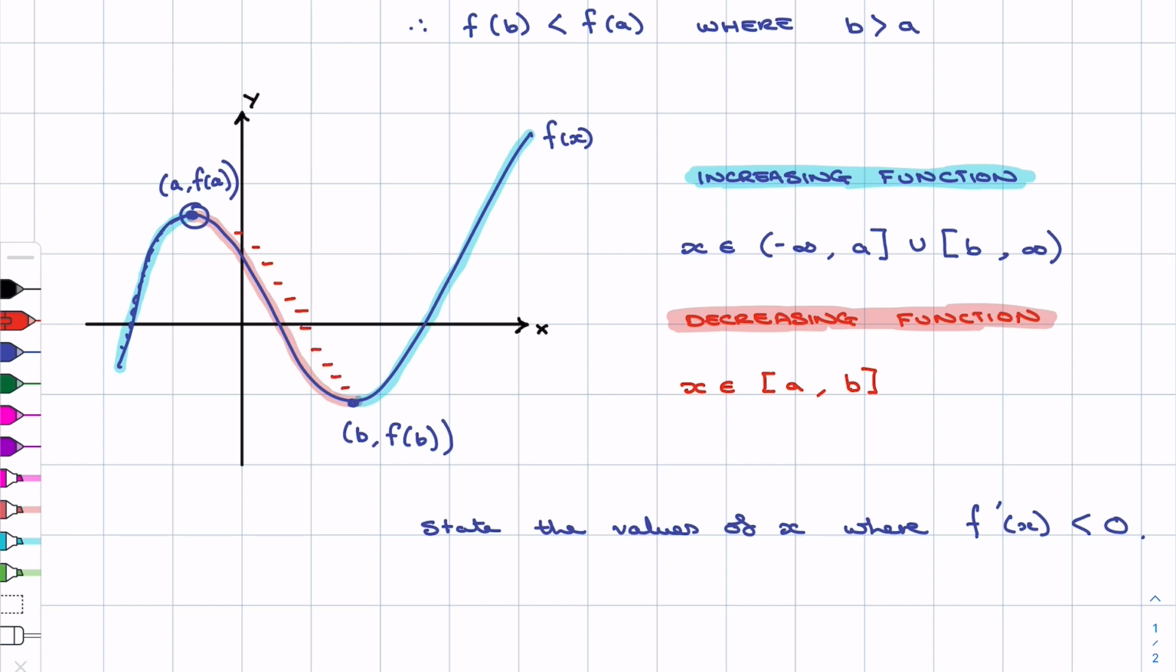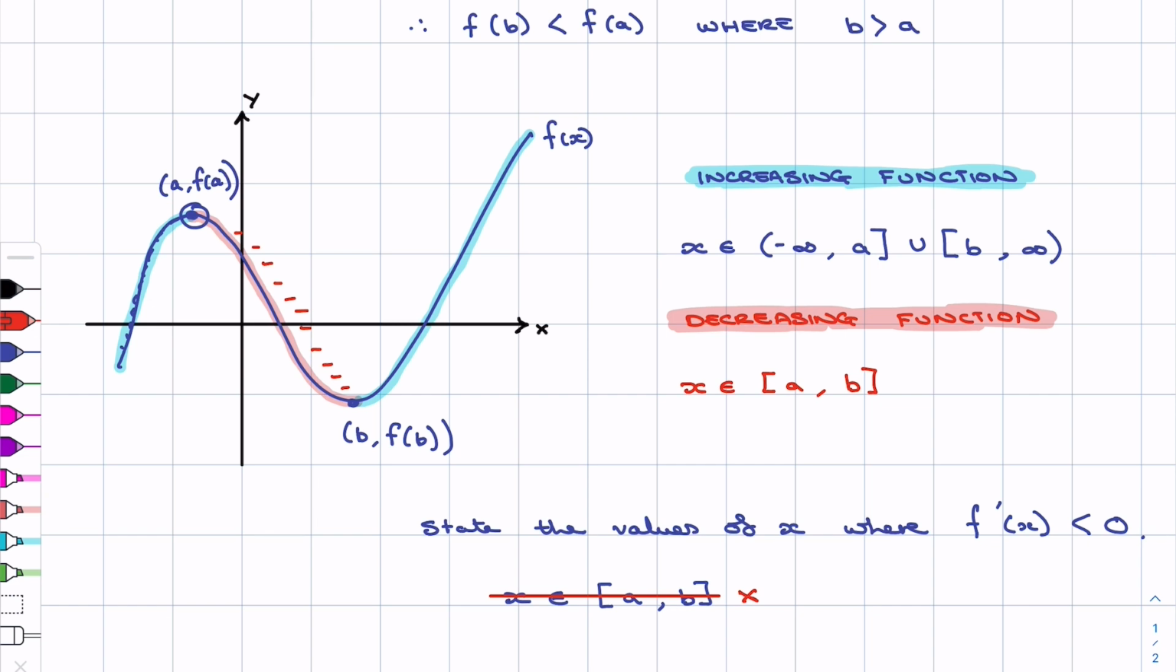Okay. Now, if I wrote here that x belongs to [a, b], that's actually incorrect. So we don't want to do that. Why is it incorrect? Because the gradient at a and the gradient at b is going to be equal to 0. So it's actually not less than 0. We have to stipulate where it's going to be less than 0.